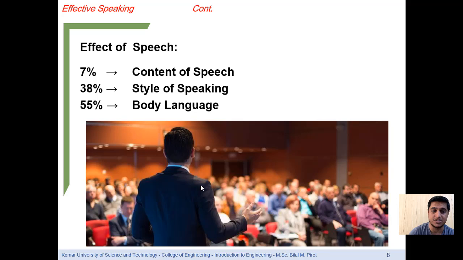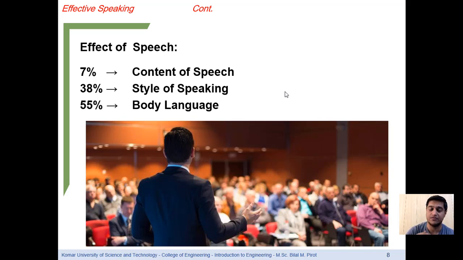Any effective speech can be divided into three main parts. 7% of the effectiveness of the speech is related to the content of your speech. For example, if the content of your speech is very strong, what does that mean? It means only 7% of success is guaranteed, and 38% of the effectiveness of your speech is related to your style of speaking. The style is very important, and 55% of the effectiveness of your speech is related to your body language.